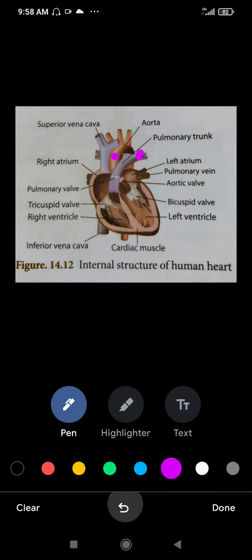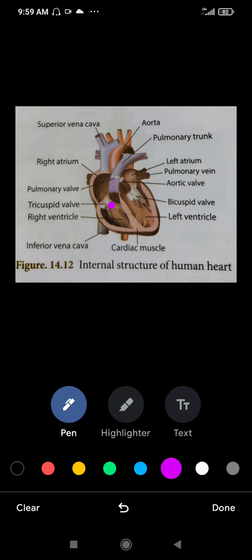Then the next are the bicuspid valve and the tricuspid valve. First of all, we will learn about the tricuspid valve. The tricuspid valve is present between the right atrium and the right ventricle. It has triangular leaf-like flaps.